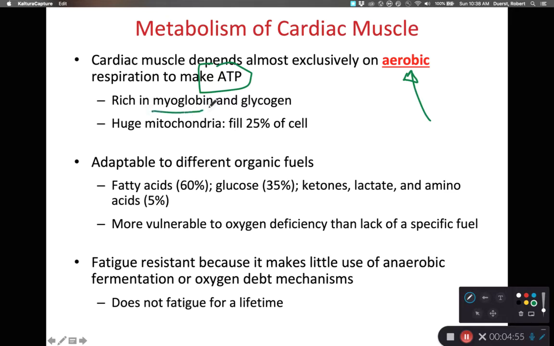They're also going to have lots of myoglobin within the cardiomyocytes. Recall from last semester, myoglobin is an oxygen storage molecule within a muscle cell, and cardiomyocytes also have a lot of glycogen or complex carbohydrates stored within them. So in addition to storing oxygen, they also store sugar.